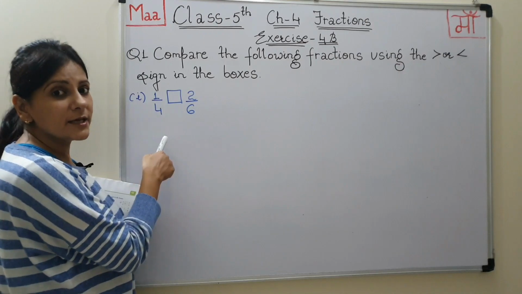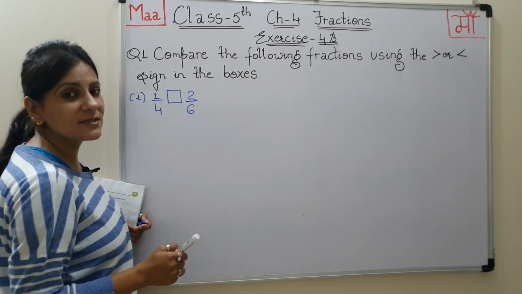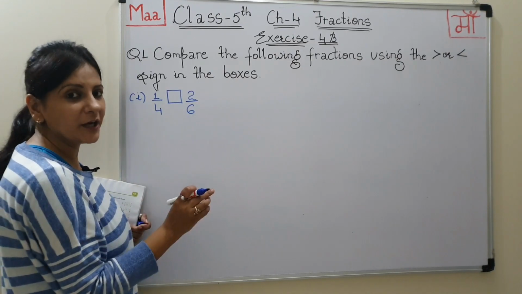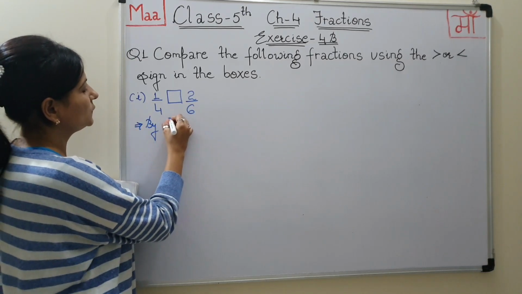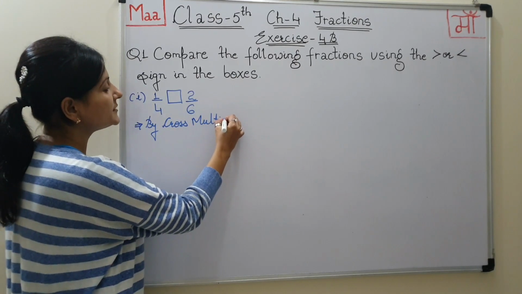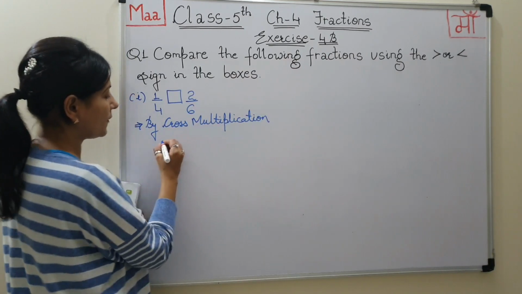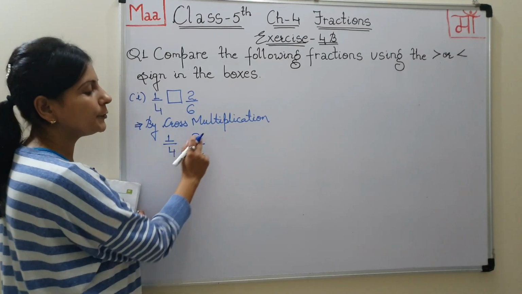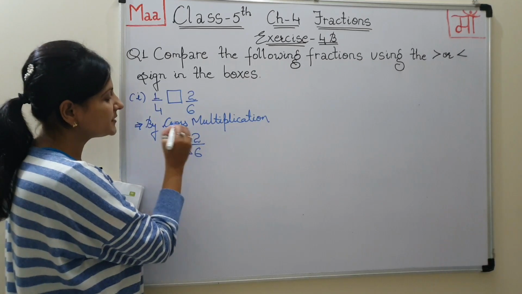See students, the next part is part I. It is 1 upon 4, then one box 2 upon 6. Again, numerators are different and denominators are different. Both are different. So we will follow our method of cross multiplication. So first of all, as I told you, you will be writing by cross multiplication. And after writing this cross multiplication, you have to write the fractional values again. So 1 upon 4 and 2 upon 6 will be written again.